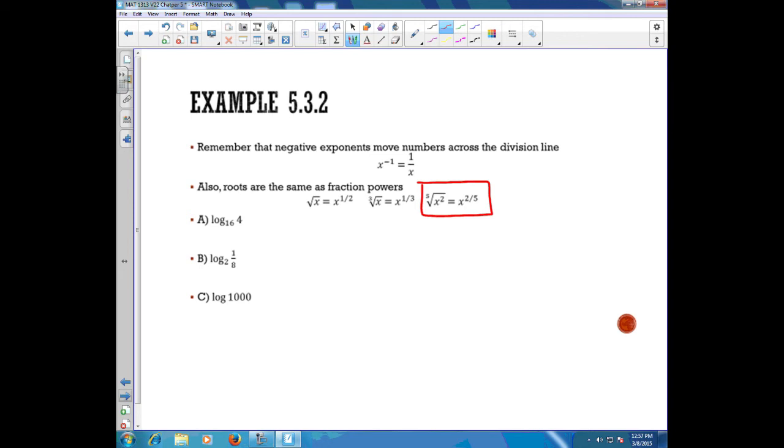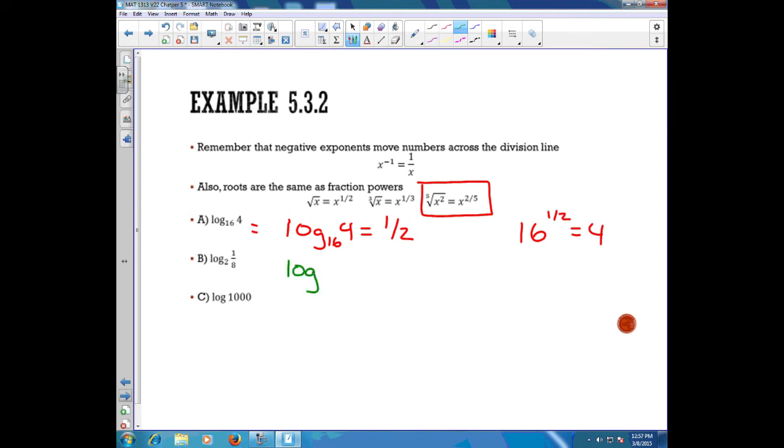And so let's start with our first example. We have log base 16 of 4. And so we want to know what power do we raise 16 to get 4? Well, 4 is the square root of 16. And so 16 to the 1/2 power is going to be equal to 4. And so log base 16 of 4 is just 1/2. What power do you raise 16 to get 4? Well, that power is 1/2.